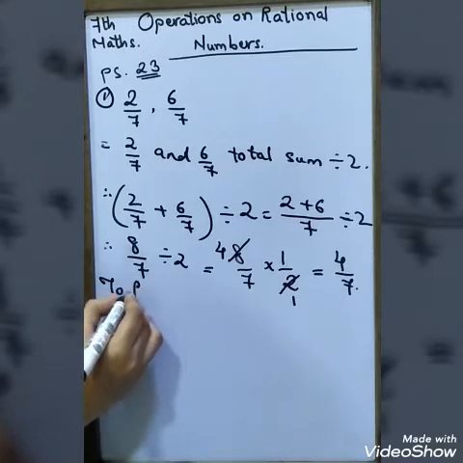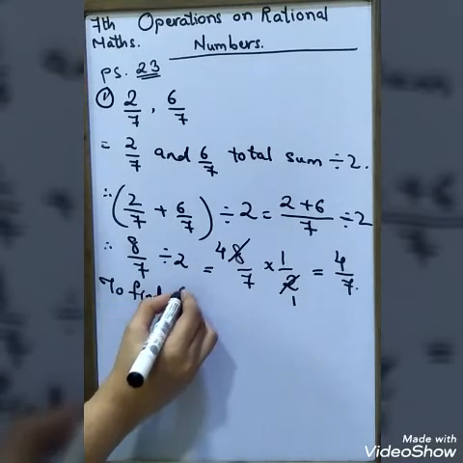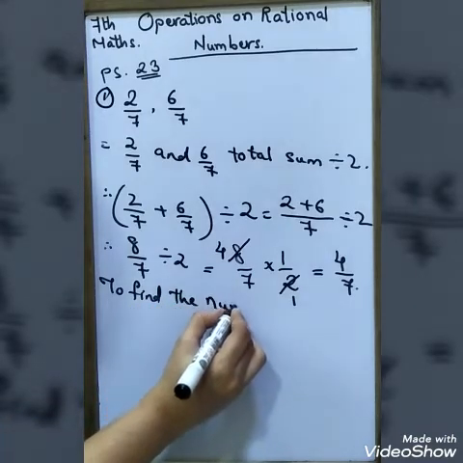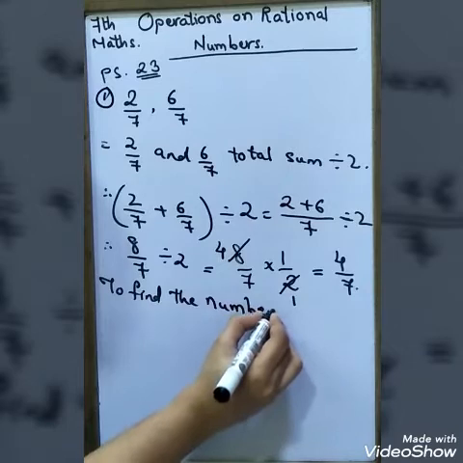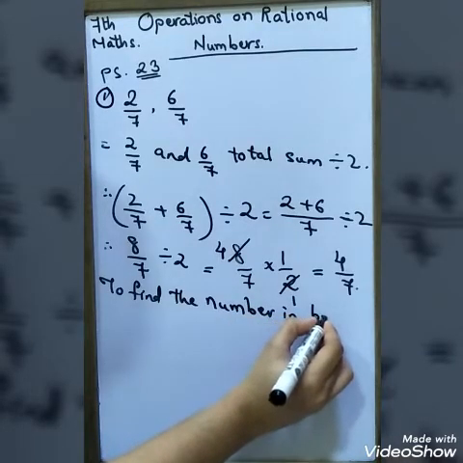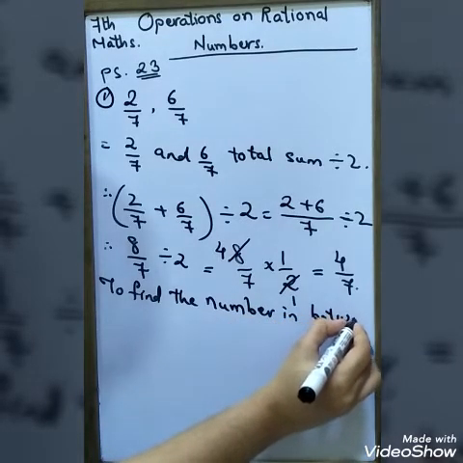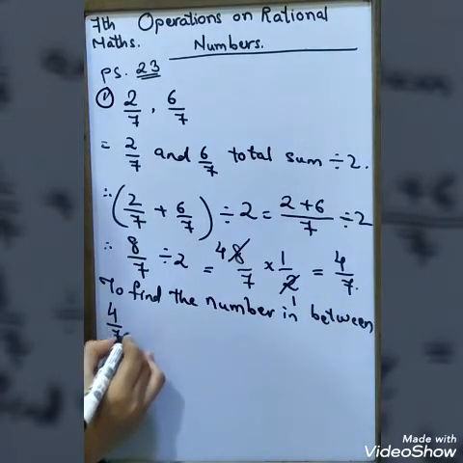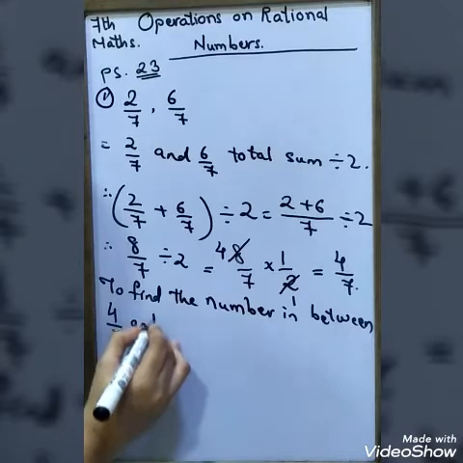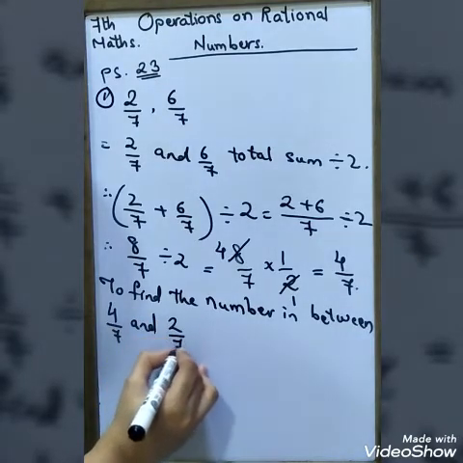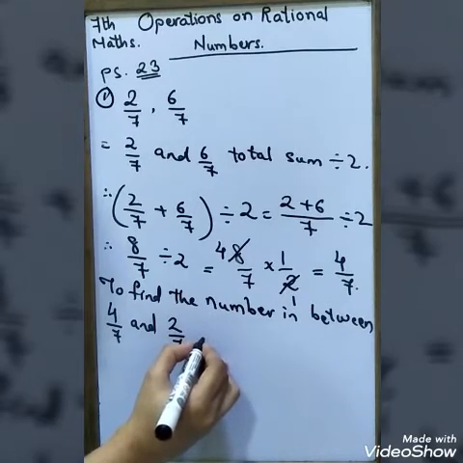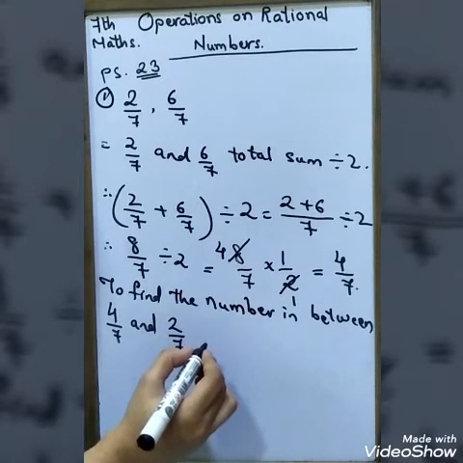To find the number in between 4/7 and 2/7, we are supposed to see what we are supposed to do here.